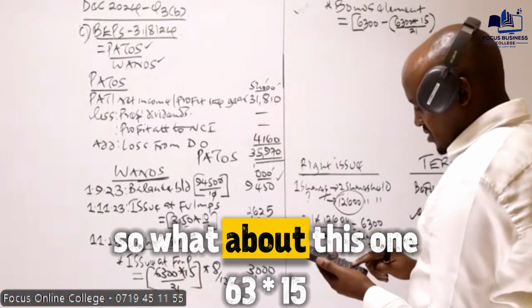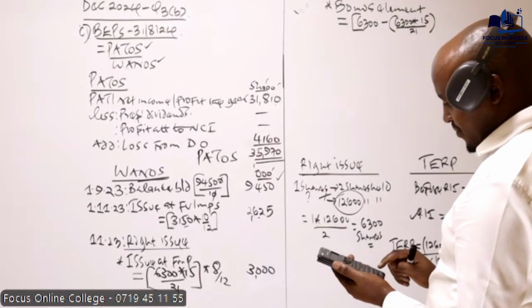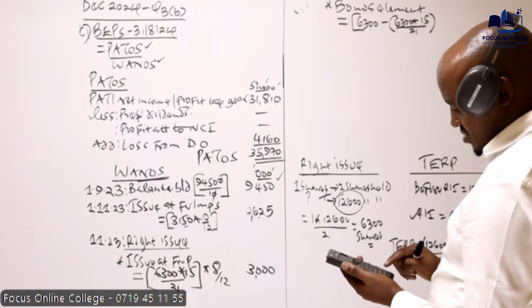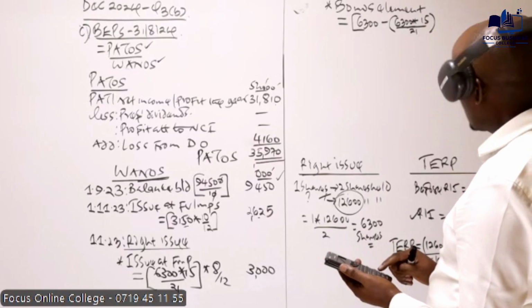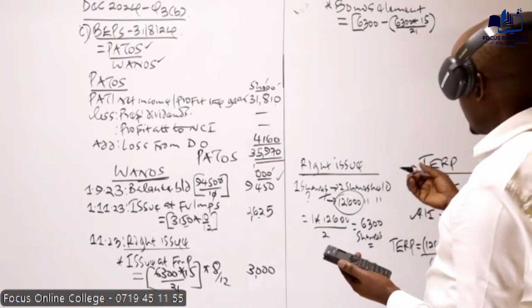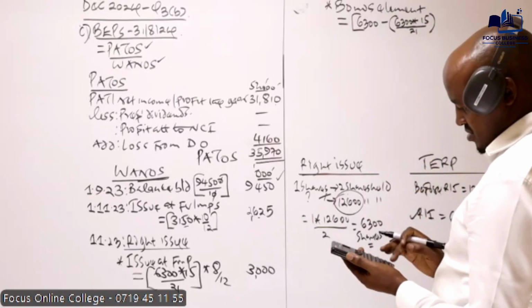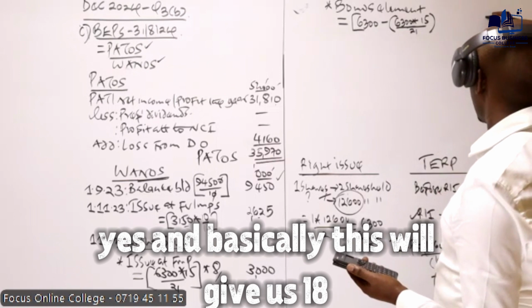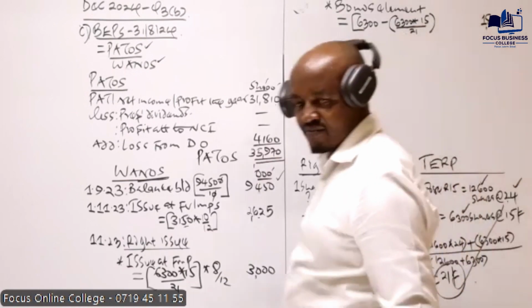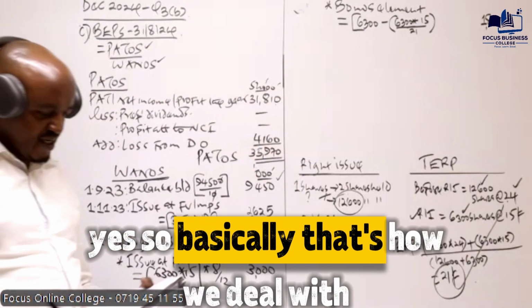So what about this one? 63 times 15 divided by 21. Basically this will give us 1,800. Confirm whether you're getting the same. Yes, that is already confirmed. So basically that's how we deal with that.